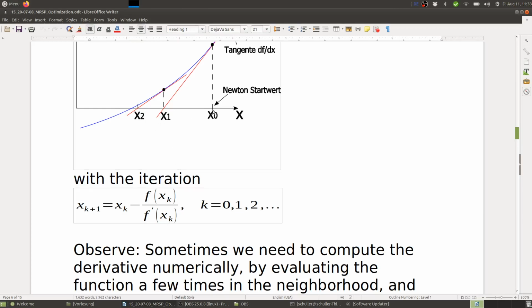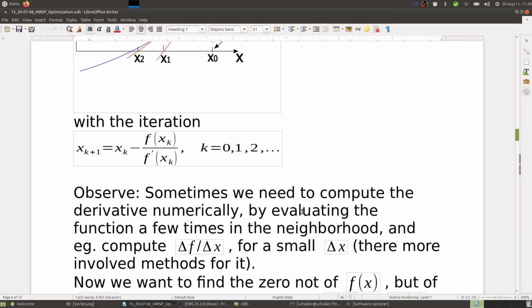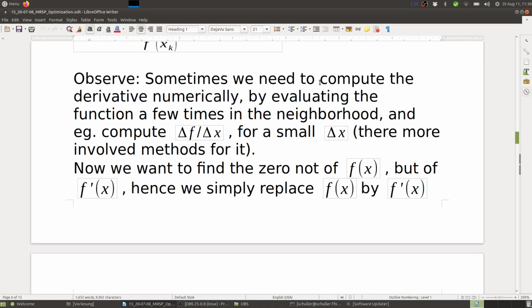So this is basically going from here to here. So we go from xk to xk plus 1. This is our next point. And we can easily do this iteration several times until x doesn't change much anymore. So observe, sometimes we need to compute the derivative numerically by evaluating the function a few times in the neighborhood and, for instance, compute delta f divided by delta x for a small delta x.